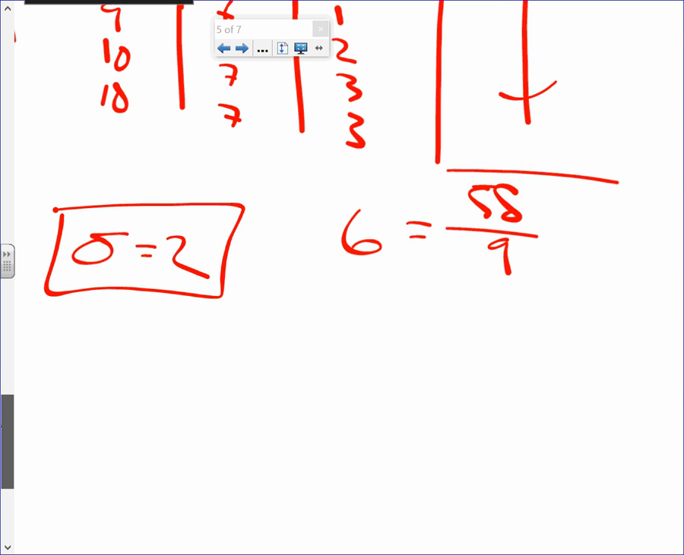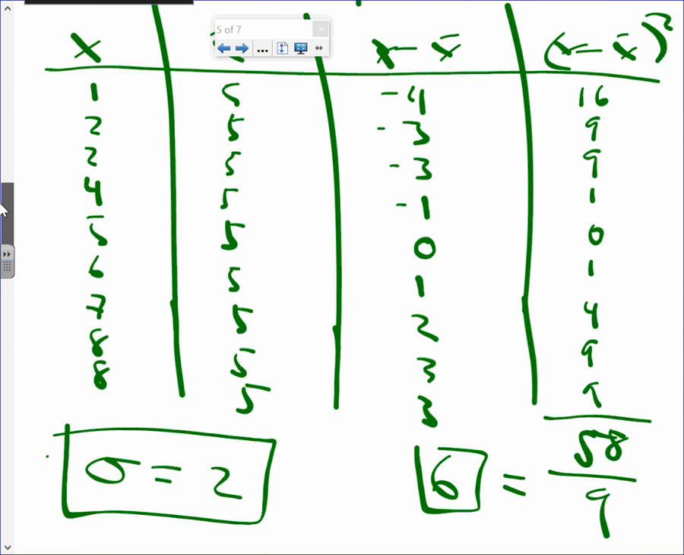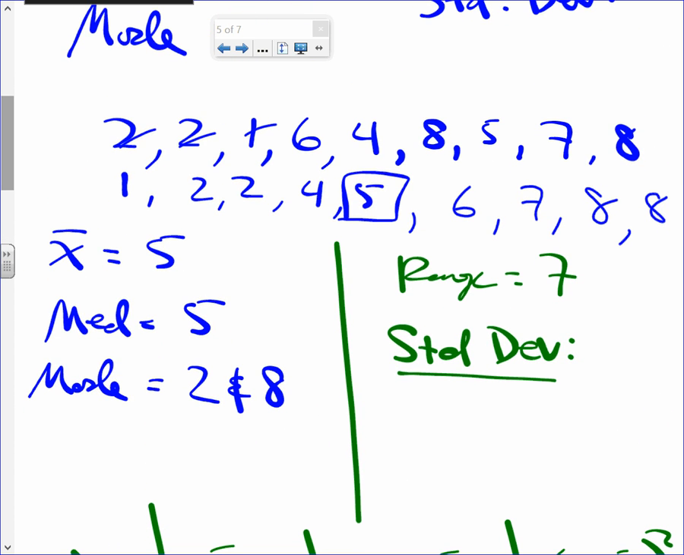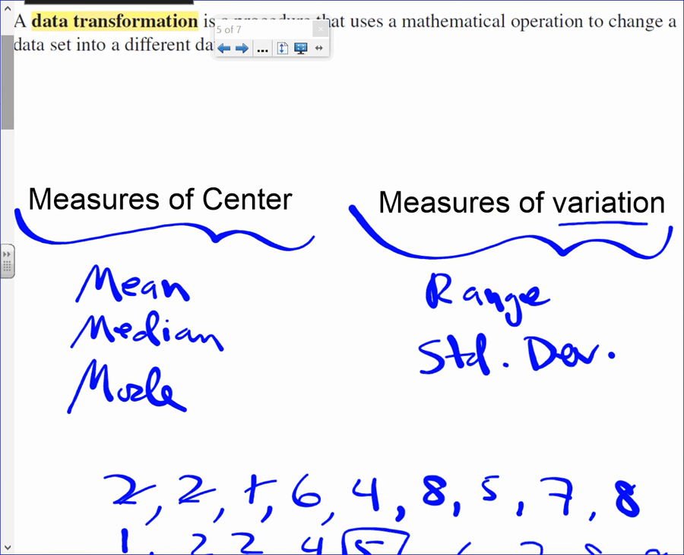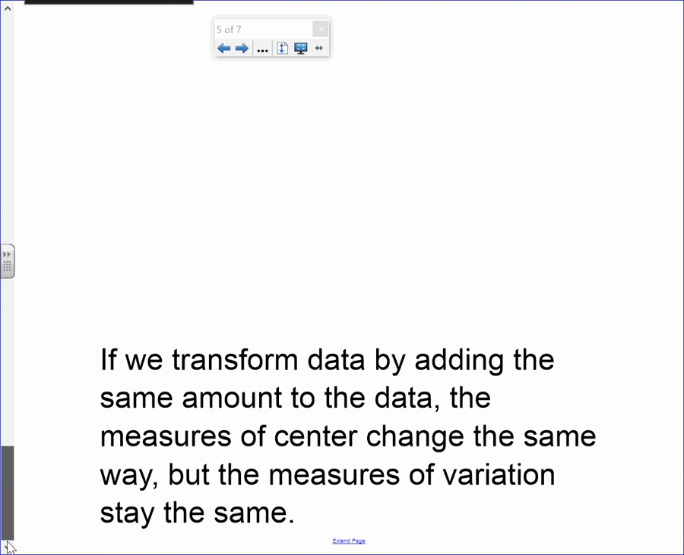So let's summarize. Let's summarize. If we transform the data by adding a number, measures of center changed exactly the way we affected the data, but the measures of variation did not change. So here we go. You're going to write that down right here. Go to write summary, and we're done with the notes.